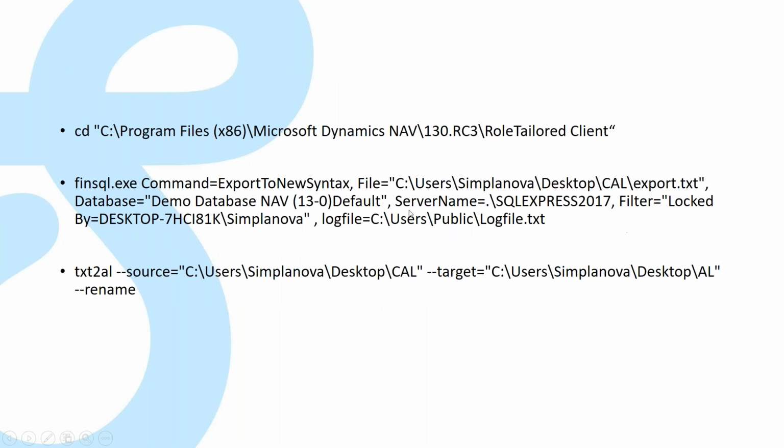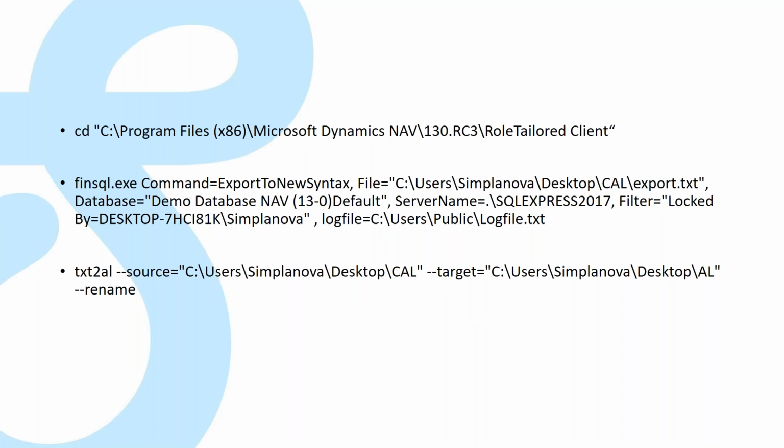The second one is the path for your files that will be exported to, the database name, the server name, and also the filter for which the objects will be exported. And for the last comment, we have the source path and the target path. I'm using the folder paths without actually specifying the names for the files, so it will just convert the whole folder and move it to another folder.